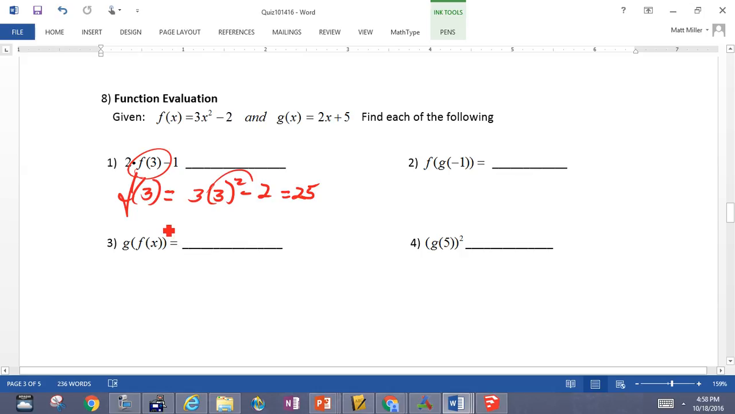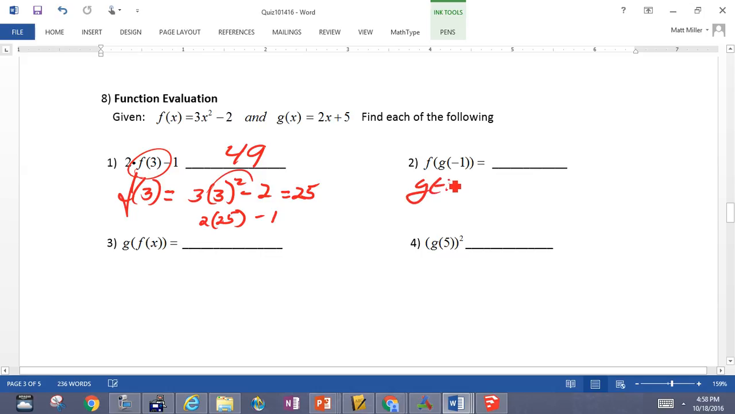Now, what do I want to do? f of 3 is 25 now. So I want twice 25, less 1. So that's 50 less 1, so it's 49. Okay? This is known as a composite function. So I evaluate from the inside out.